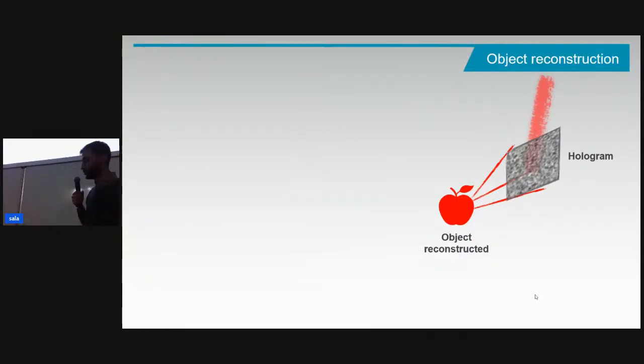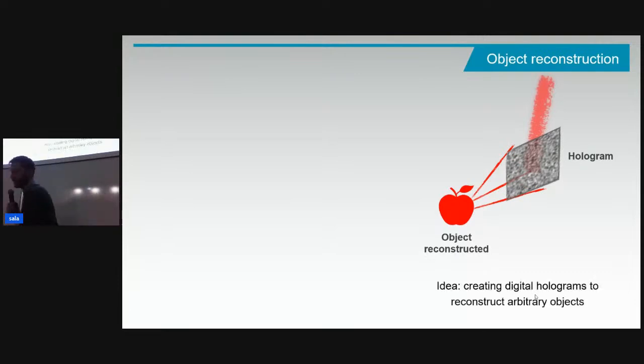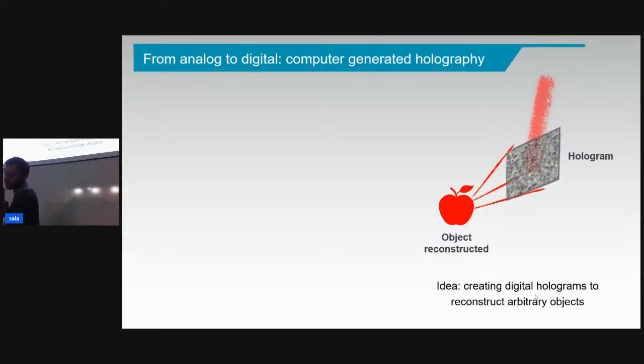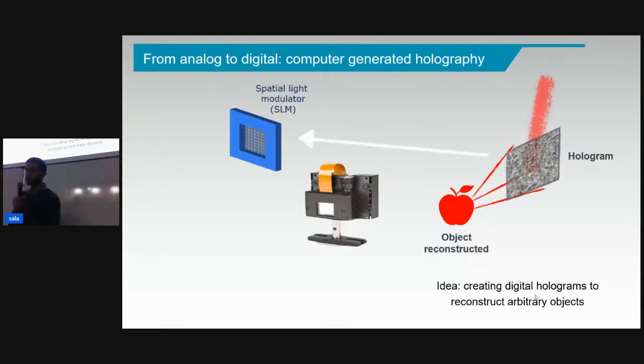So imagine we have a digital machine that can, at will, reproduce the hologram that we want, so that the laser beam is diffracted to create the object that we want at the sample plane of our microscope, for example. Now, this machine actually exists. It's called a spatial light modulator. This is basically a screen composed of liquid crystal pixels.